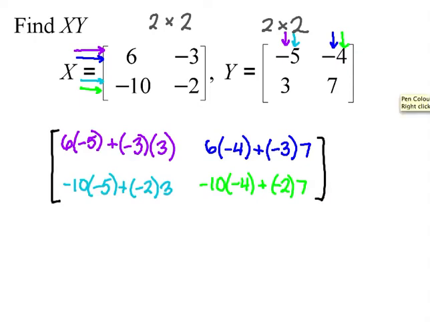That's the answer. A 2 by 2 is probably one of your easier ones to do. So let's go ahead and calculate. I know 6 times -5 is -30, and -3 times 3 is -9. So basically, I'm going to do these little multiplications, and then I will add the like terms together in my final answer.